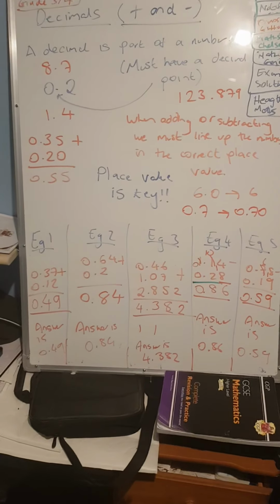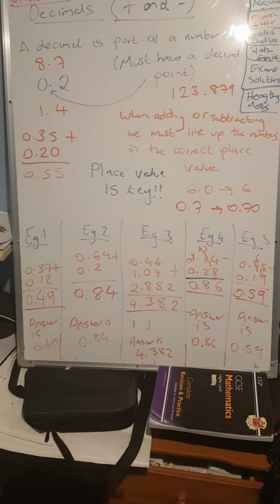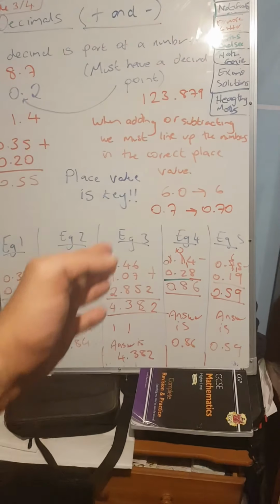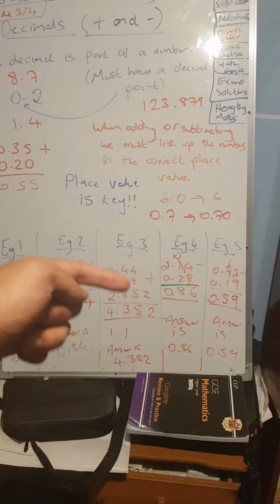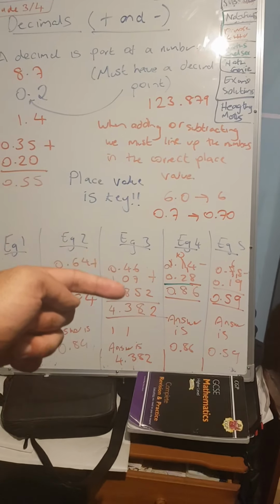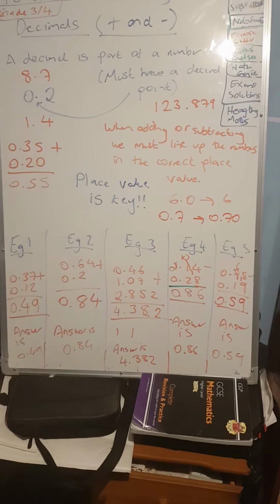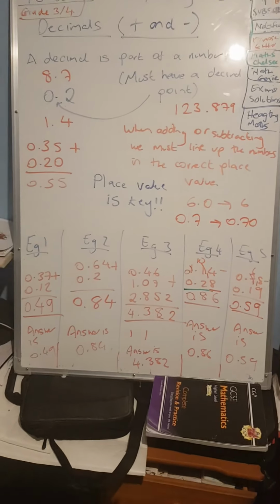Right guys, example 3: 0.146 plus 1.07 plus 2.852. Adding, so putting it up in the right order. 0 plus 0 plus 2 is going to give me 2. 6 plus 7 is 13, plus 5 is 18. 8 plus 4 is 12, plus 1 carried is 13. 2 plus 1 is 3, plus 1 is 4. So the answer is 4.382. So that's my answer.